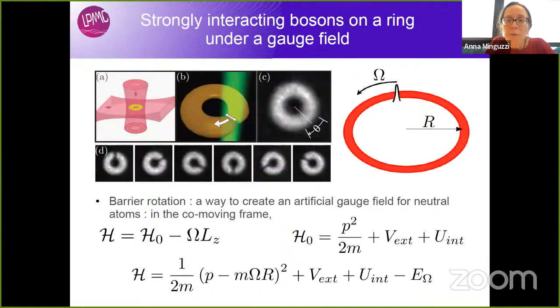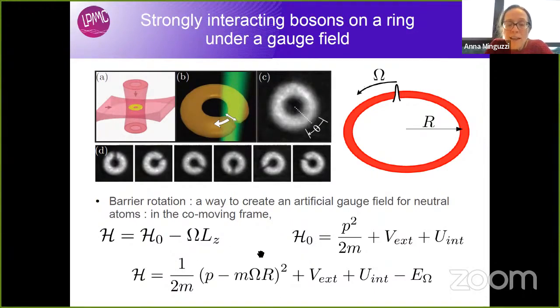In particular, and now we come to the famous omega that was in the previous slide. If we have bosons or fermions on a ring under rotation, by going to the comoving frame, we can reabsorb the effect of this rotation into a so-called artificial gauge field. And in fact, this effect of rotation shifts the kinetic part, the momentum P, by some constant, which is proportional to the angular frequency of rotation. So the general Hamiltonian has the following shape.